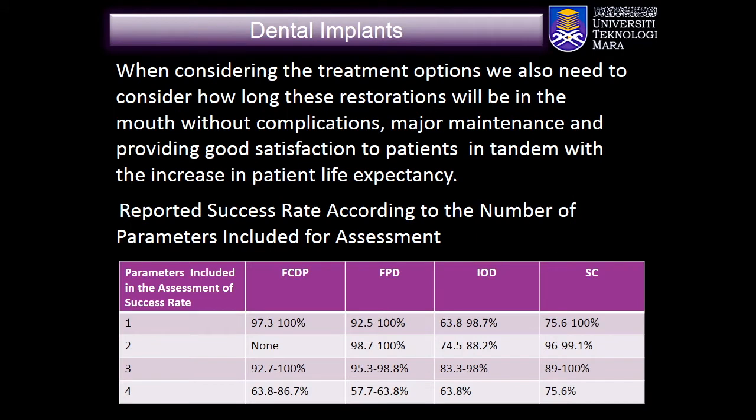When considering the treatment options, we also need to consider how long these restorations will be in the mouth without complications. Pjetursson, in a systematic review in 2012, analyzed success at implant level, peri-implant soft tissue level, prosthetic level, and patient satisfaction level. It can be seen that when more parameters were included in the assessment, the success rate drops, and this is reflective of the need for careful treatment planning.